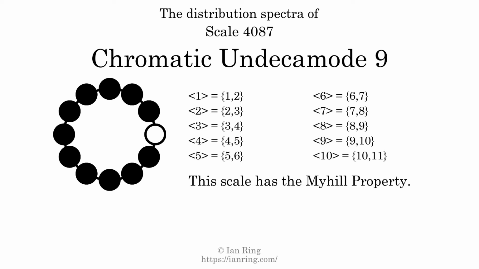If every spectrum has exactly two specific intervals, we call that the Myhill property. All of these spectra have exactly two sizes, so this scale has the Myhill property. Since the generic interval ranges do not overlap, this scale is proper, but it is not strictly proper because some specific intervals appear in more than one spectrum.